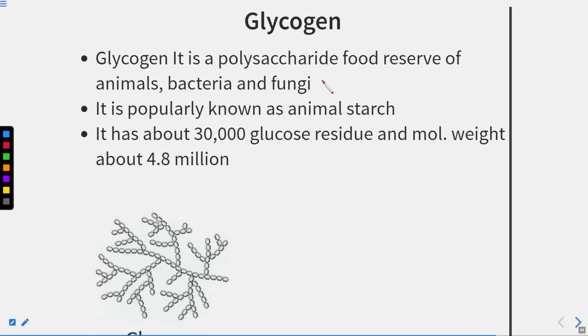Now comes the glycogen. Here you can see the glycogen. It is a polysaccharide food reserve of animals, bacteria and fungi, and it is popularly known as animal starch. It has about 30,000 glucose residues, with a molecular weight around 4.8 million. So these are the monomers, and 30,000 glucose units unite together to form the glycogen molecule.